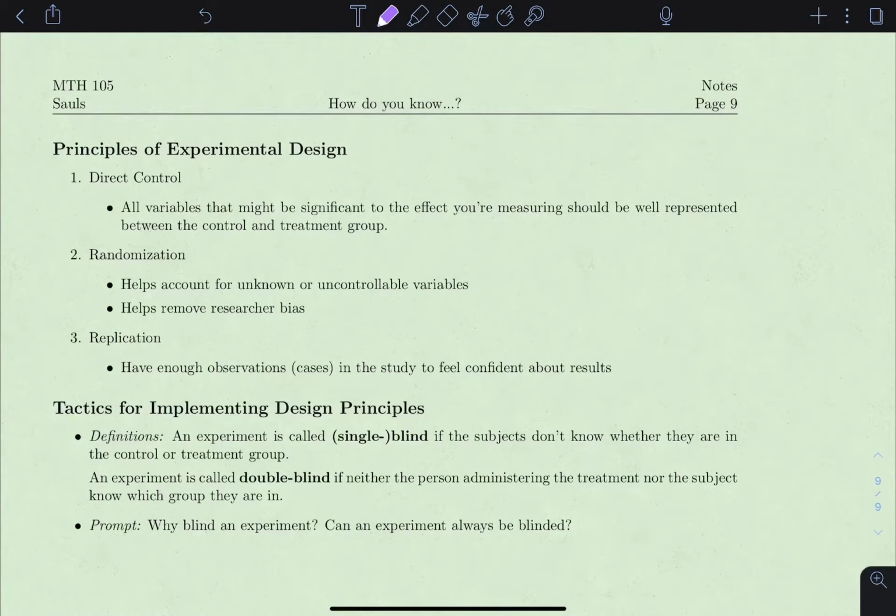Welcome. This is the 9th and final video in our series on statistics. In this video, we're going to talk about the principles of experimental design, so how to design a good experiment.